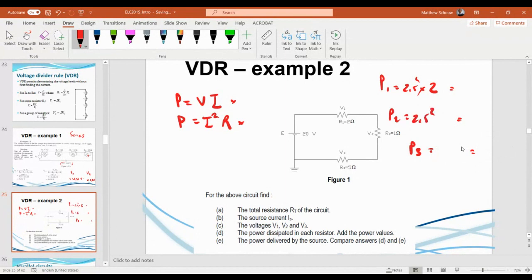2.5 squared times 1. 2.5 squared times 5. That's 12.5 watts, and 2.5 squared gives us 6.25 watts. And lastly, we've got 31. So as you can see, what this means is that this one is extracting a lot of power.